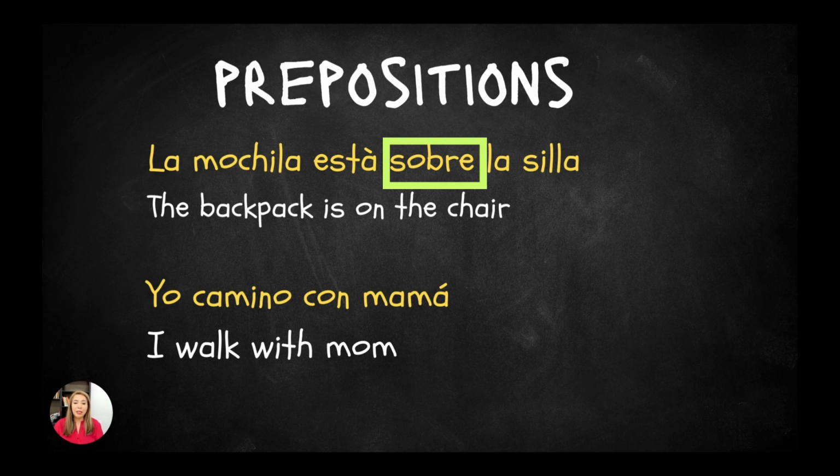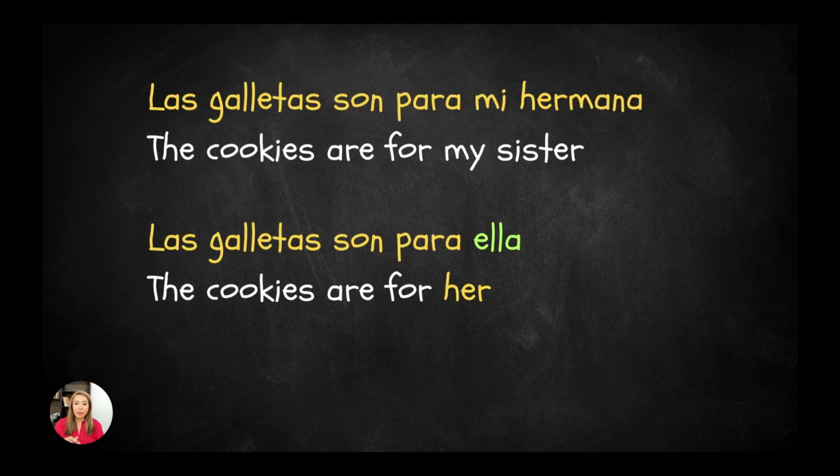Sobre is the preposition, la silla is the object of the preposition. That's the word that is helping us complete the sentence, and la silla is a noun. In the second example, yo camino con mamá. Mamá is a prepositional object. It's a word that goes right after that preposition.